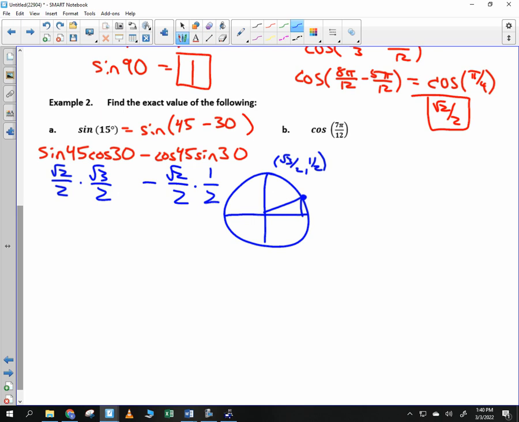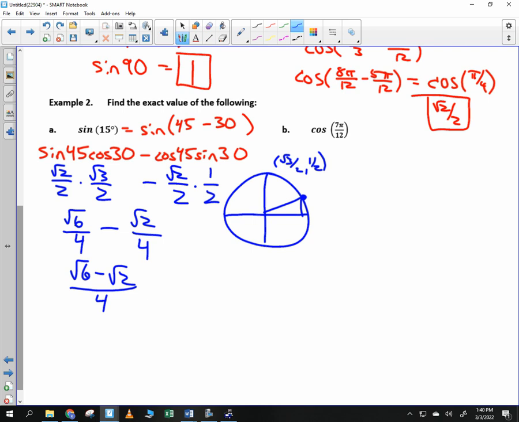So order of operation says we're going to multiply first, and then we'll subtract. Over 4. It's okay, I've done the same thing before. And so we get the root of 6 minus the root of 2 all over 4.